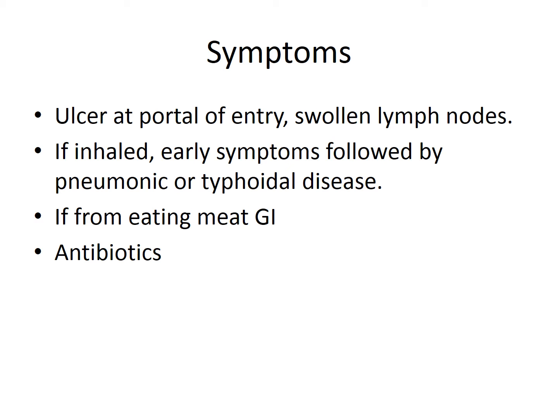and then it develops into more of a pneumonic, meaning pneumonia, or typhoidal disease, which has all the signs and symptoms of typhus and typhoid that we had talked about. If you are eating the contaminated meat, the symptoms you're going to have are going to be significant and severe GI issues, usually lower GI issues, vomiting, diarrhea, and so on. This, once again, is treated with antibiotics.